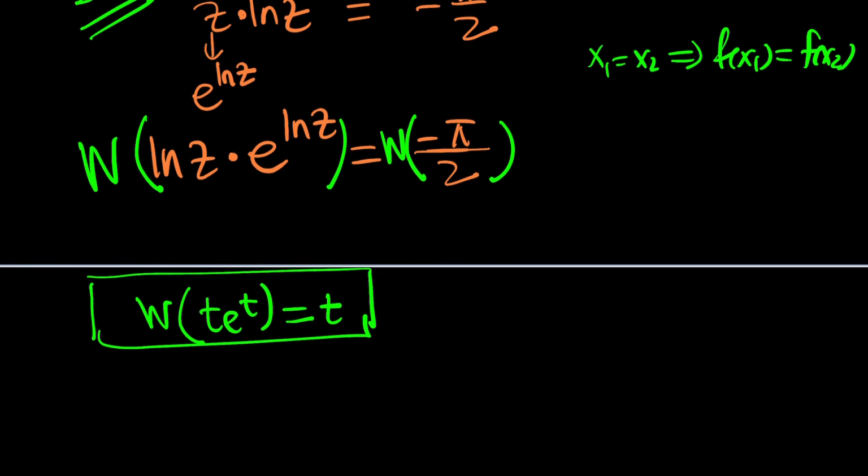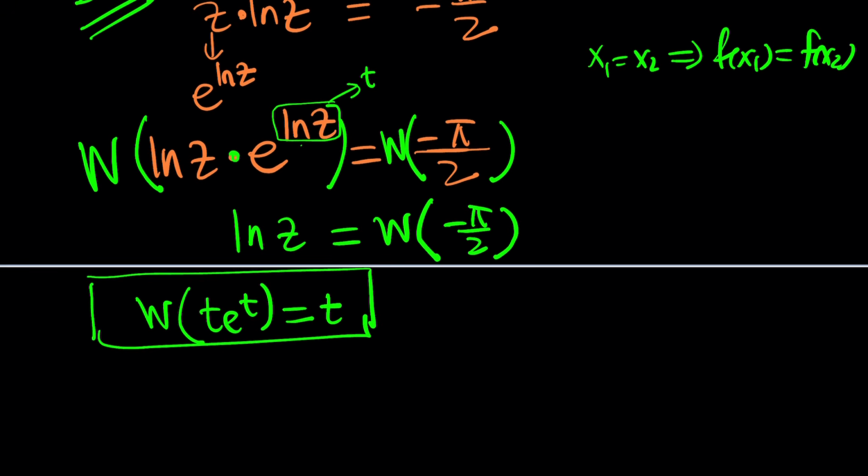But anyways, as soon as we apply Lambert to this, this is going to be our t, or if you want to call that coffee, that's fine too, but I'm going to call that t. So now this is going to be W of t e to the t, which is t, which is ln z. So from here we get ln z equals W of negative pi over 2.